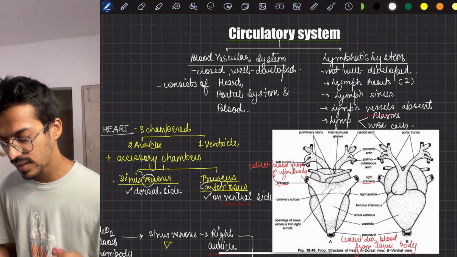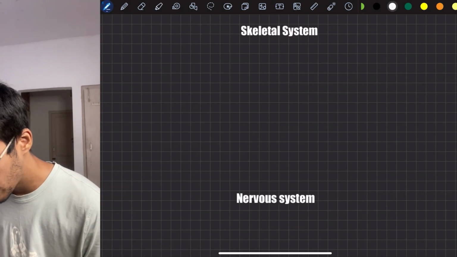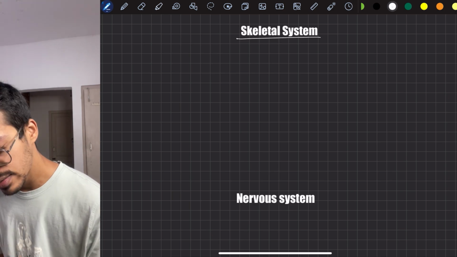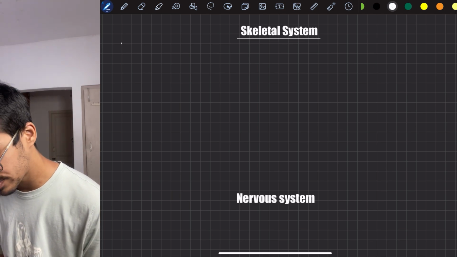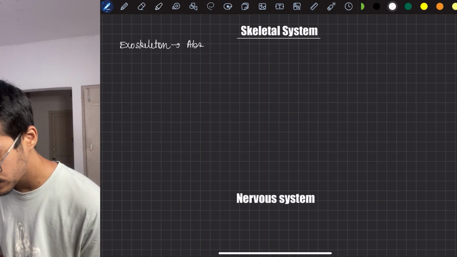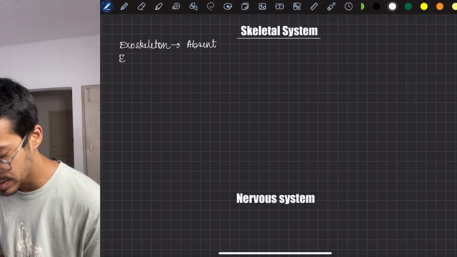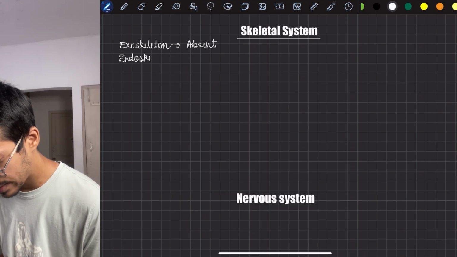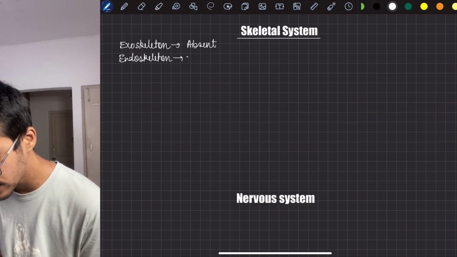Coming up to the next thing, that is the skeletal system. When I'm talking about the skeletal system, the exoskeleton is absent. There is no external skeleton present. Endoskeleton, yes, it is present, and it has 153 bones.